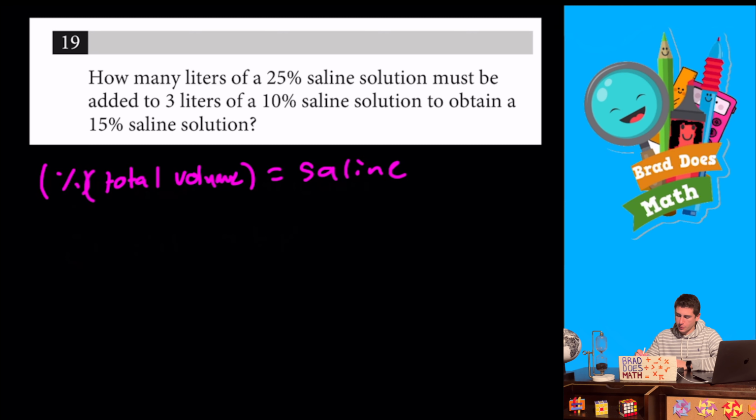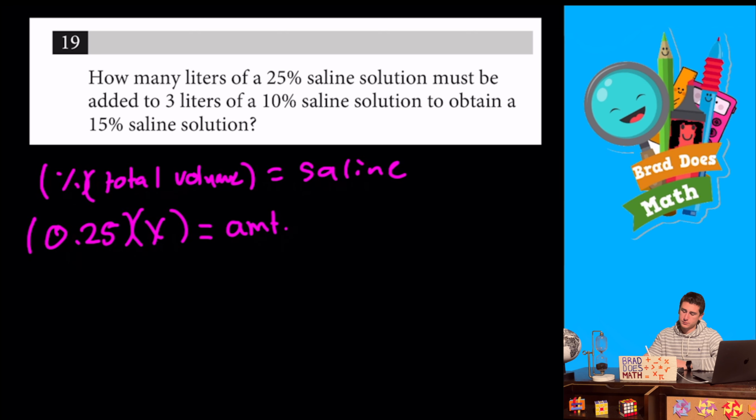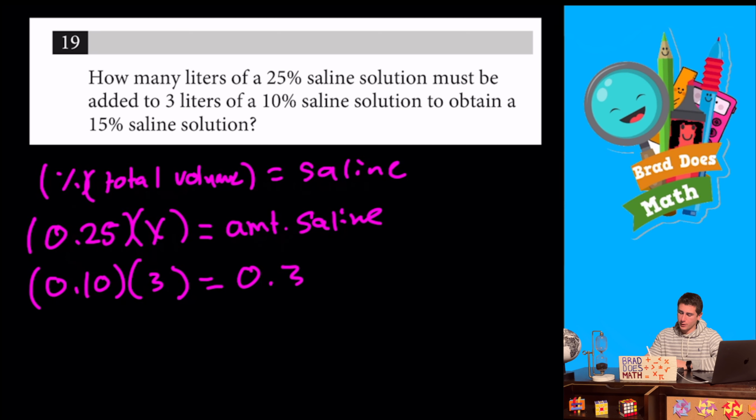So let's do this for the 3 solutions. For the first one, we have a 25% saline solution, 0.25 times the total volume of that solution. That's what we're looking for. We'll call that X, and that'll give us the amount of saline. We're going to add that to 3 liters of a 10% solution, and that'll get us 0.3. So we're adding these 2 amounts of salt together to get 15%, 0.15.